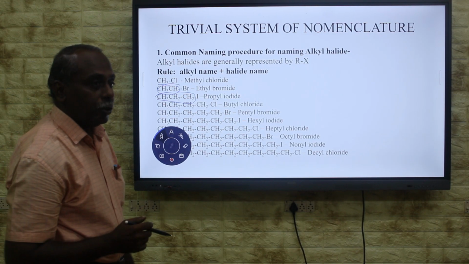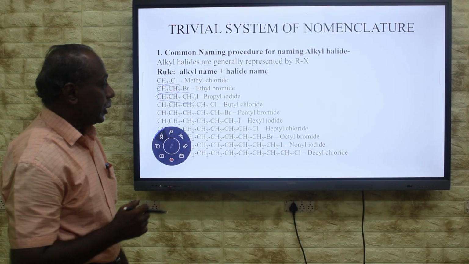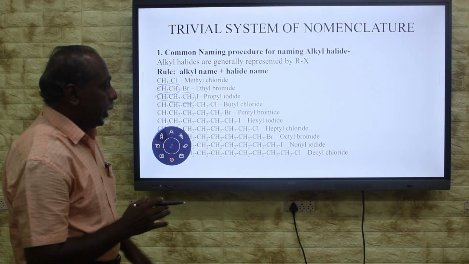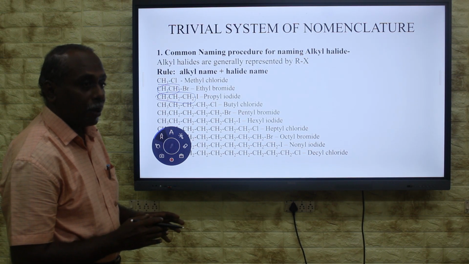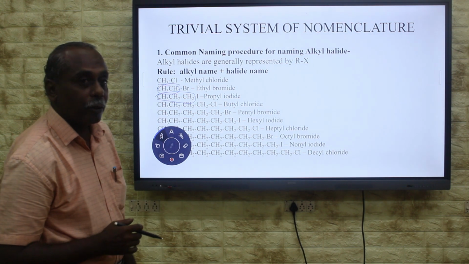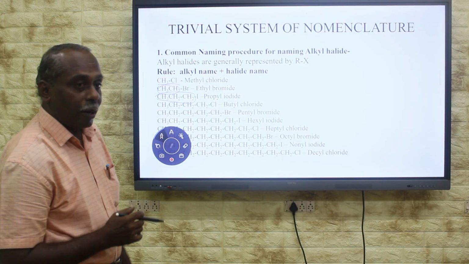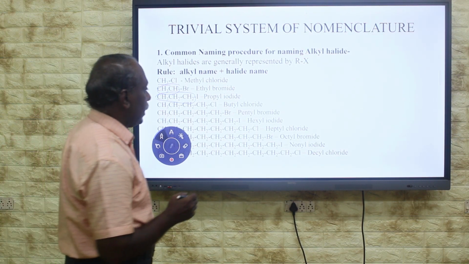We can also write the structural formula of the compound. By using the knowledge of the trivial system of nomenclature, it can be applied to write the structure, the structural formula, of the organic compound. I will give some examples.